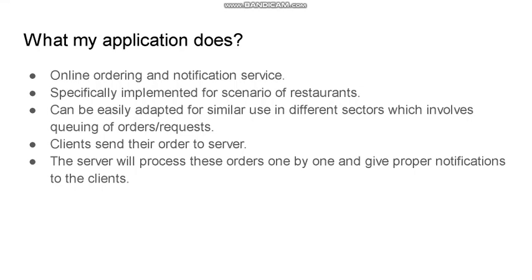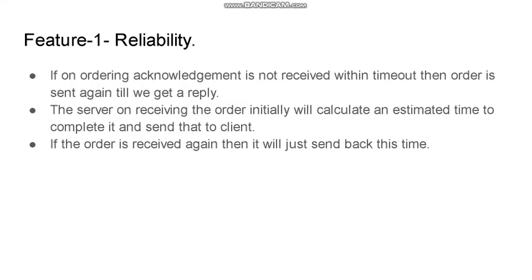The other such system that is already in working is the Amazon ordering system, where you actually order your stuff and then it gives you a delivery date based on the items that you want, and then that order is processed. Kind of a similar thing. So what happens here is clients will send their order to the server. The server will do some processing on these orders one by one and give the clients the notifications till the order is completed. So what features do I implement?